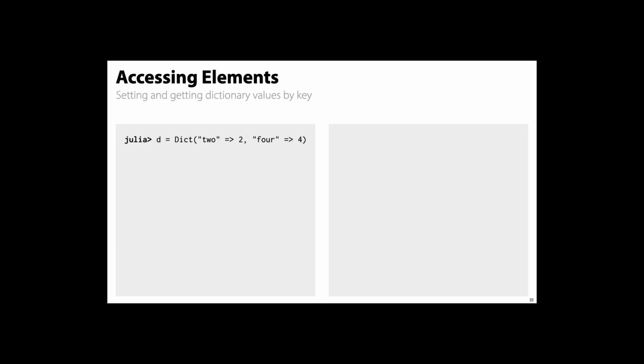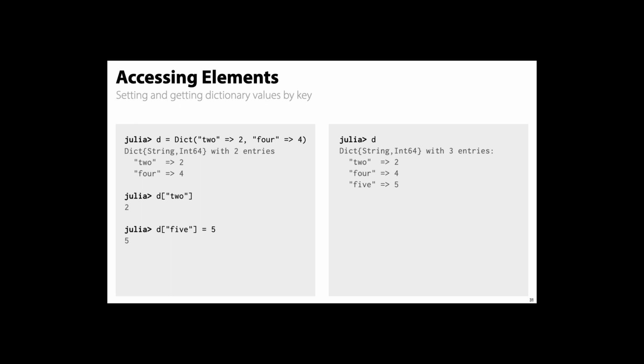So let's create one of these dictionaries. You can see we get a nice printout of what's in the dictionary, and Julia just gives us this for free. Accessing elements, pretty much as you would expect. Assigning, as you would expect. And now you can see these extra elements added.